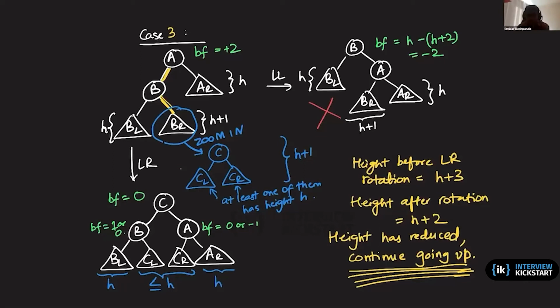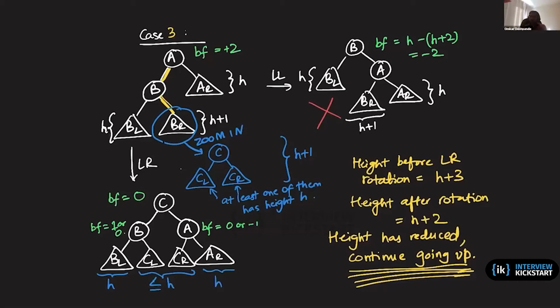Does that make sense? Yeah, it makes sense, but I'm still not sure how it can be done in constant time. Because in the LR case, when we came down to the BR, we zoomed in and then we made C the root, and then CL the right subtree for B and CR the left subtree for A. How will it be done in constant time?